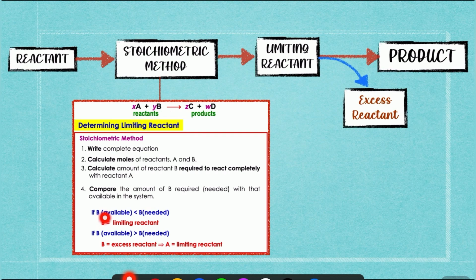Let's say if the B available, the given B, is less than the needed B. The needed B refers to the one that you calculate by using the stoichiometry method, and this shows that B is the limiting reactant. If the B given is more than needed, it shows that B is the excess reactant, and automatically A is the limiting reactant. Then from the limiting reactant, you can determine the amount of product formed.